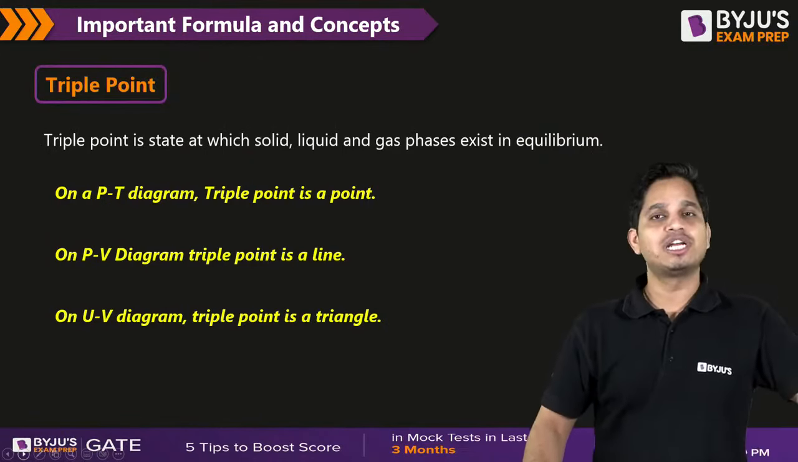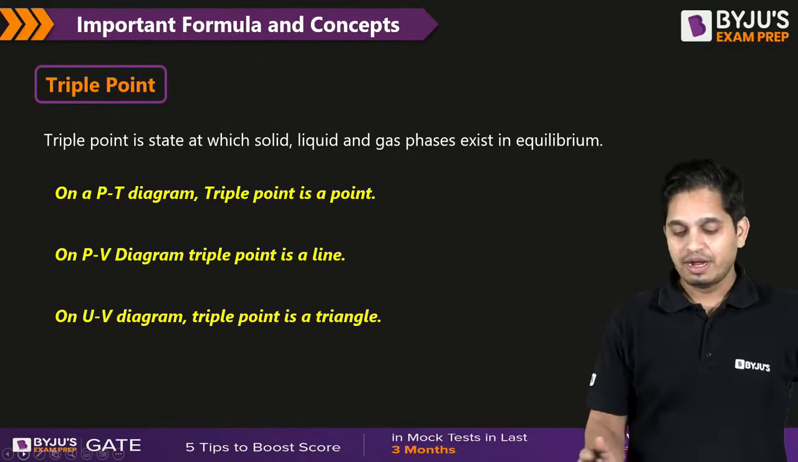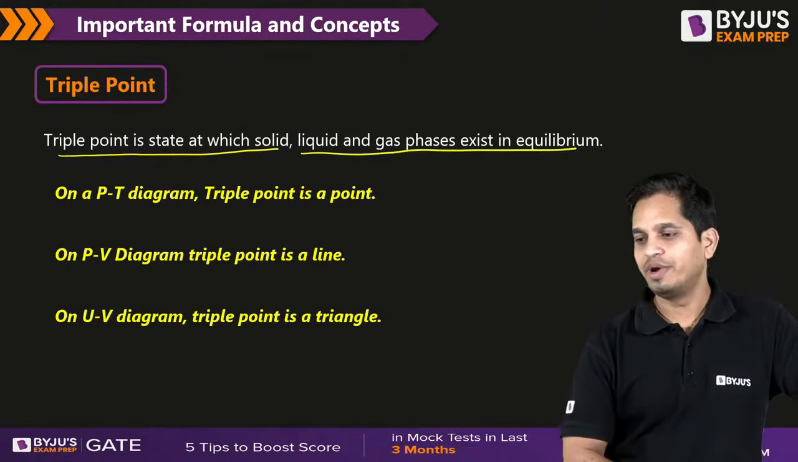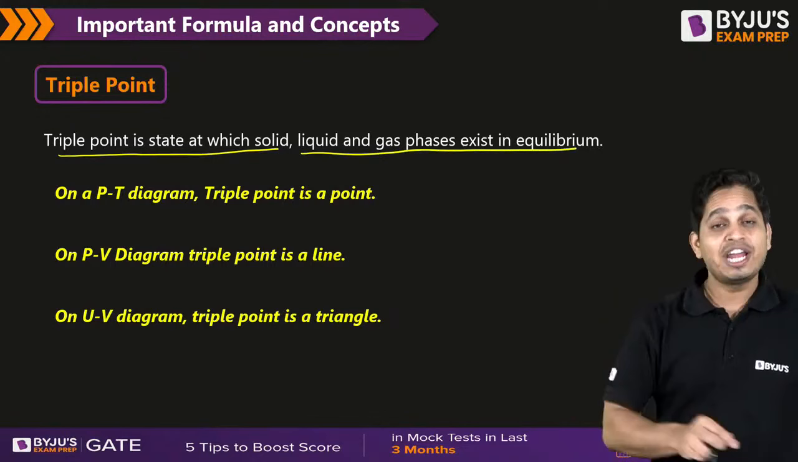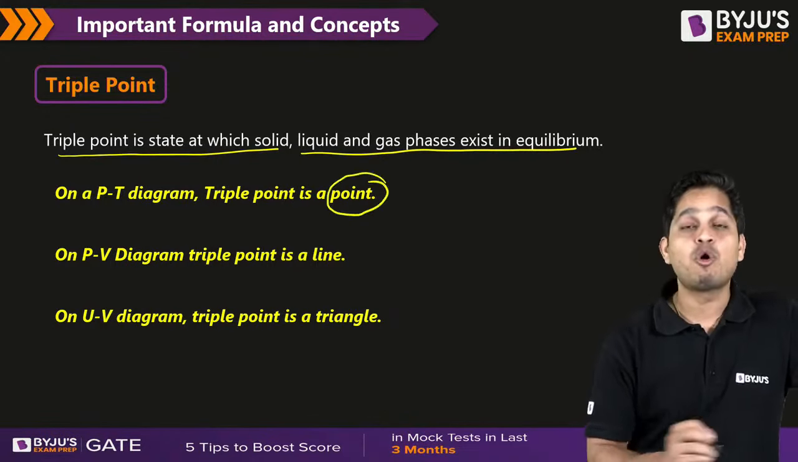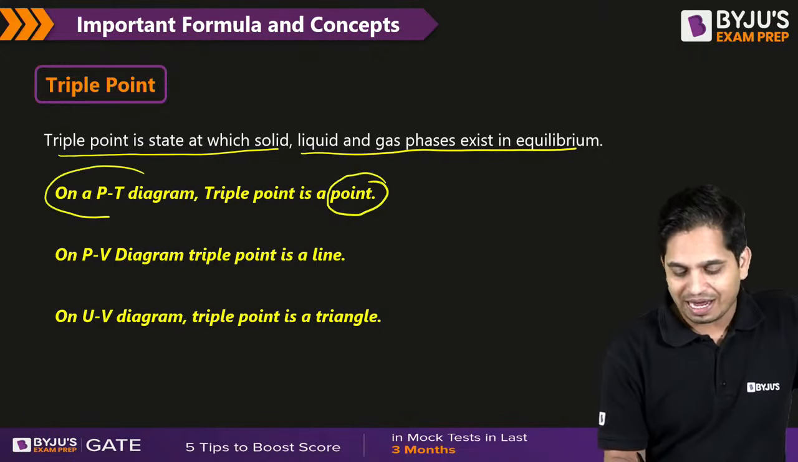This is also an objective question. Triple point is a state at which solid, liquid and gas exist in equilibrium. Okay, now it is again an objective question. Triple point is a point on a PT diagram.